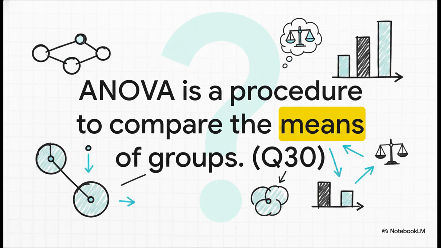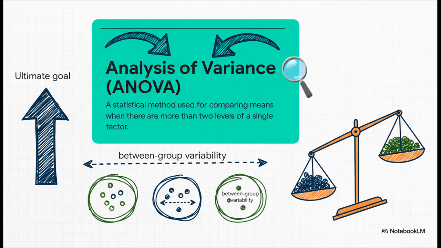It asks, ANOVA is a statistical procedure used to compare the blank of different groups. Your options are means, variances, sample sizes, or standard deviations. And the answer, the absolute core idea of ANOVA, is A, means. And this is where the name analysis of variance can kind of throw you off, right? It's a bit of a head fake, because even though we are analyzing variances to get our answer, our ultimate goal, the whole point of the exercise, is to compare the means.